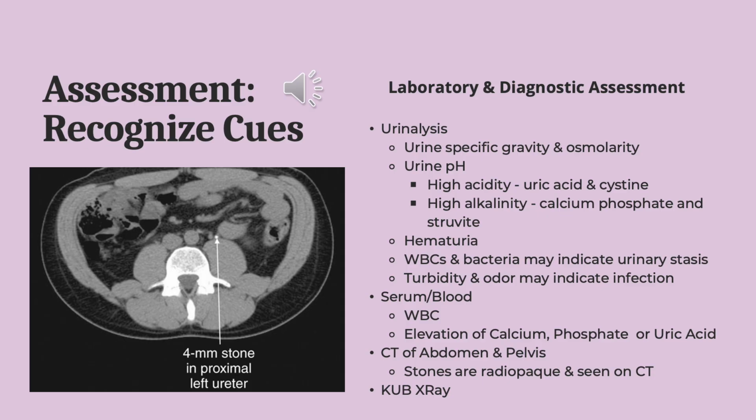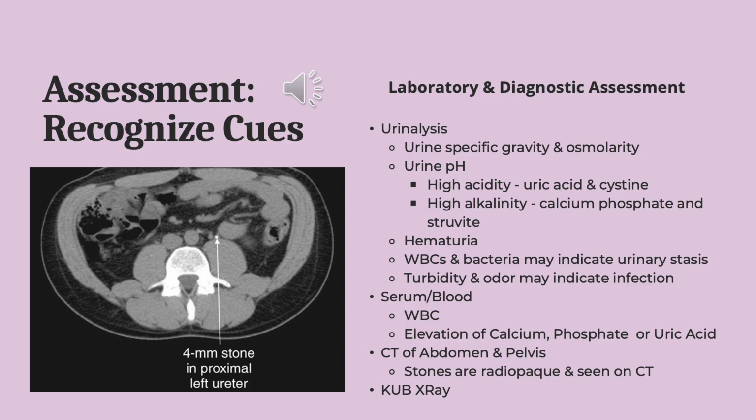And the presence of white blood cells and bacteria can indicate urinary stasis or infection, especially if the urine appears cloudy or if it has an odor. Serum or blood tests can further pinpoint any contributing factors, so elevated levels of calcium, phosphate, or uric acid can indicate metabolic abnormalities that may predispose a patient to kidney stone formation. And a high white blood cell count here in our blood can signal a secondary infection as well.